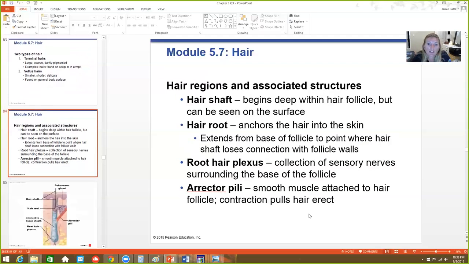So let's talk about the parts of the hair. You have the hair shaft. This is actually starting deep within the hair follicle. It can be seen on the surface. This is the shaft, right? That's what you see, but it starts all the way in there. Then you have the root, which is actually anchoring the hair to your skin. Then the root hair plexus, which is all of your nerve endings that are around the base of the hair. And then you have erector pili. These are the smooth muscles that are attached to the follicle themselves. This is going to help make the hair stand up on its end when you have goosebumps.